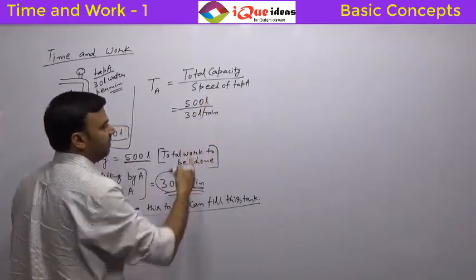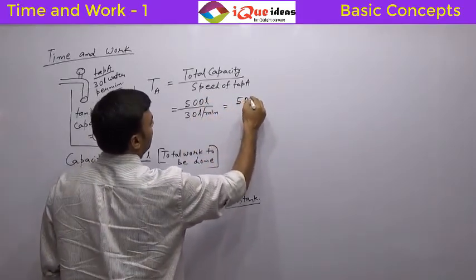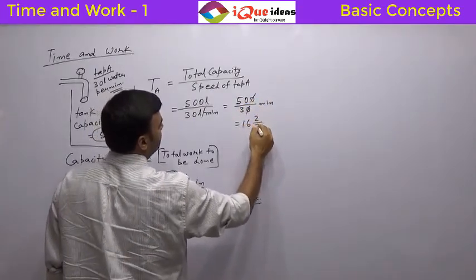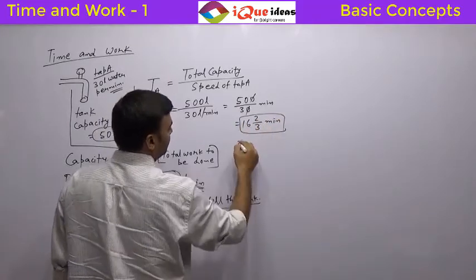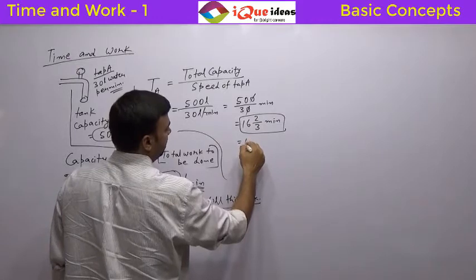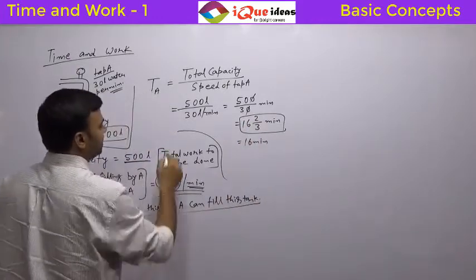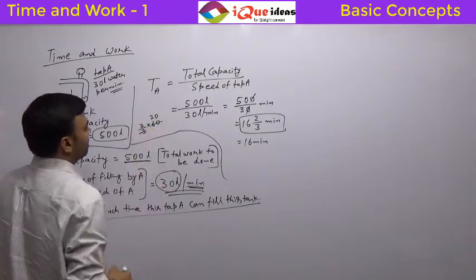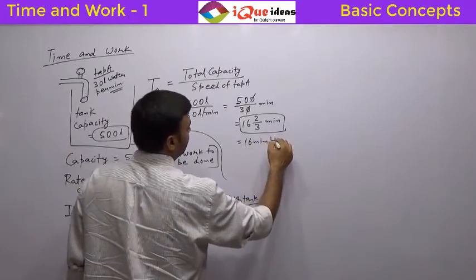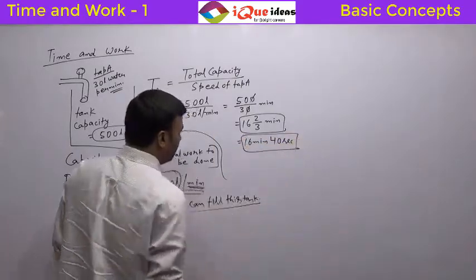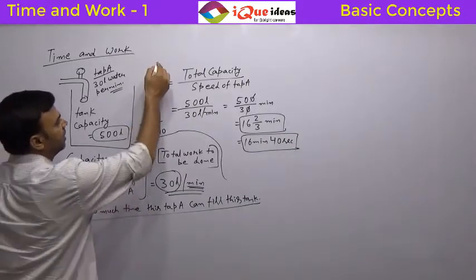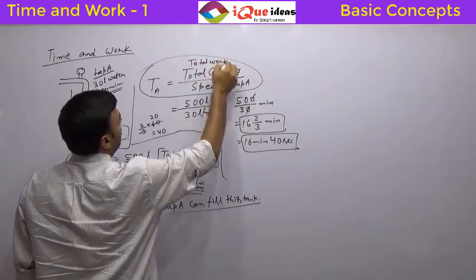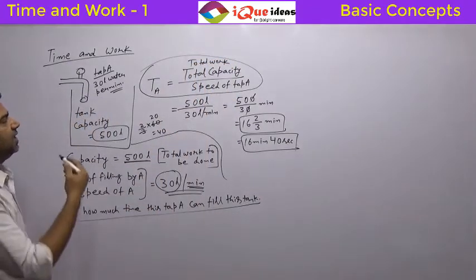Liter and liter will get cancelled and we'll get minutes, and this will be 500 by 30 minutes. Let's say it is 50 by 3, that is 16 2 by 3 minutes. You can convert this 2 by 3 minutes into seconds: you will get 16 minutes, and we know that 1 minute is 60 seconds, so 2 by 3 multiplied by 60, 20 times 2 is 40, so it is 40 seconds. So the important thing is to understand that the time taken to complete the work is the total work, this total capacity, divided by the speed of the worker, the speed of the filler.